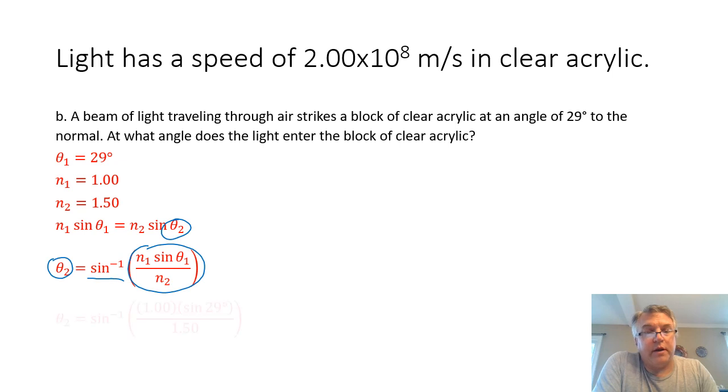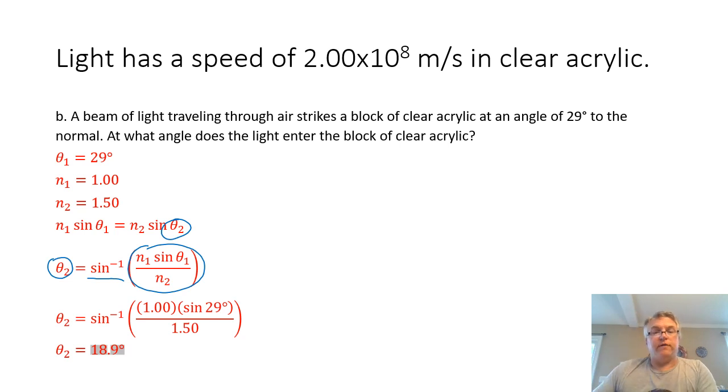Now I plug my known values into that equation, and I'm going to get an angle of refraction of 18.9 degrees. And remember, make sure that you have your calculators set to degree mode and not radian mode so that you don't get funky answers when you use the trig functions.